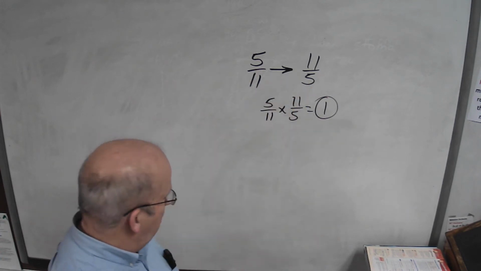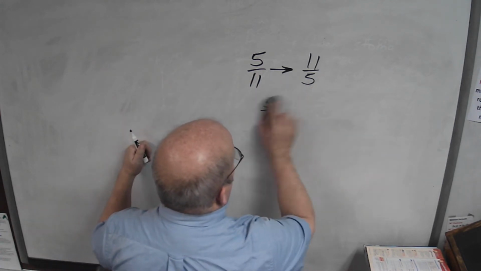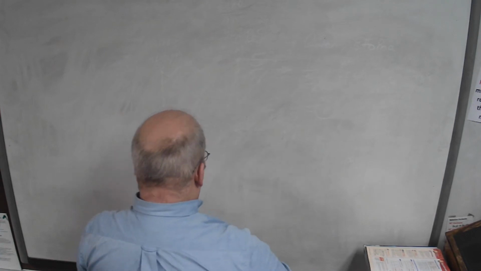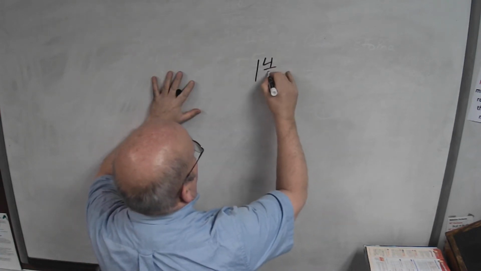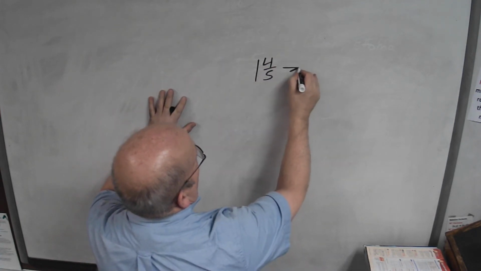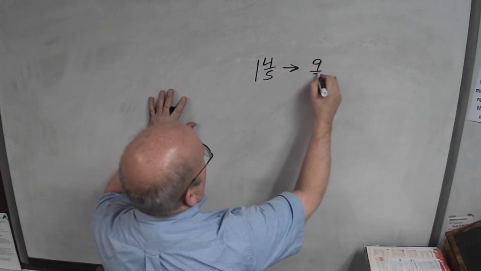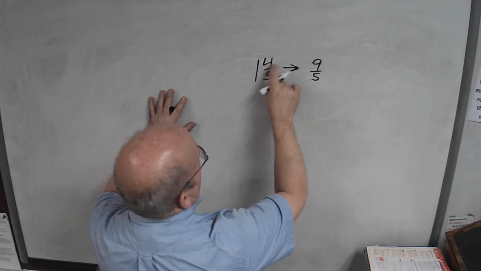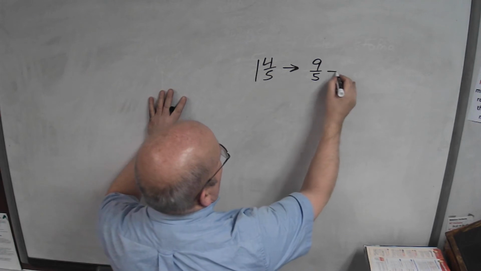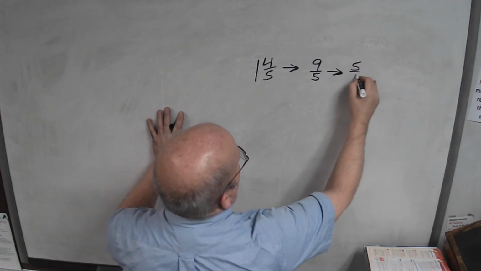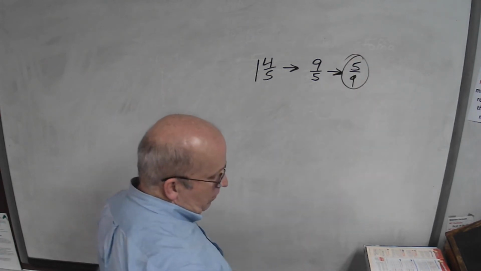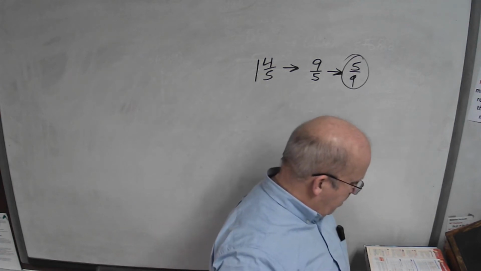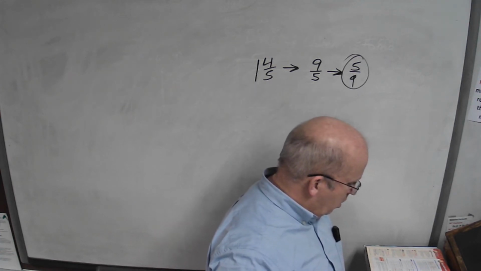These are multiplicative inverses. How do you do it when somebody gives you a mixed number like 1 and 4/5? Well, first change it into a fraction, 9/5. 5 times 1 plus 4 is 9 over 5. And then flip it, and there's your multiplicative inverse. Okay, how about 41 to 43?